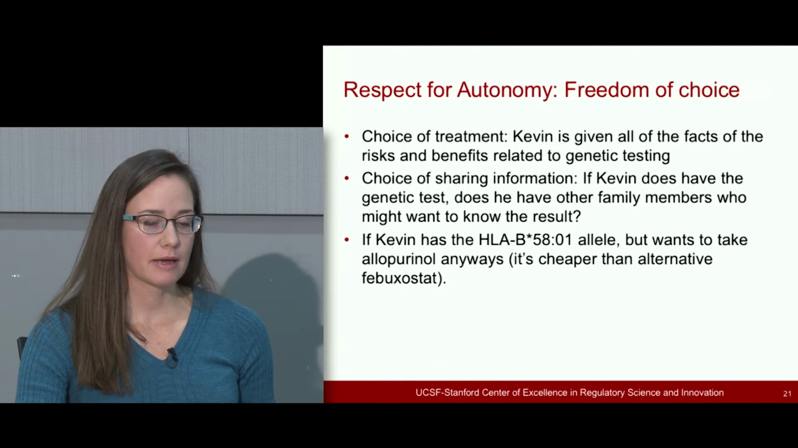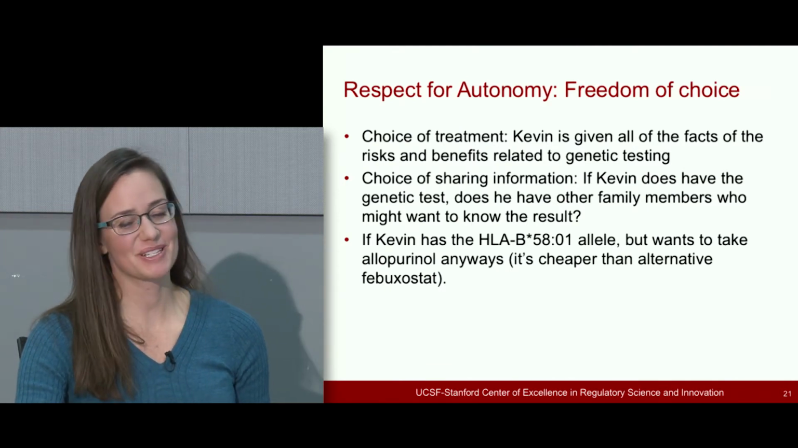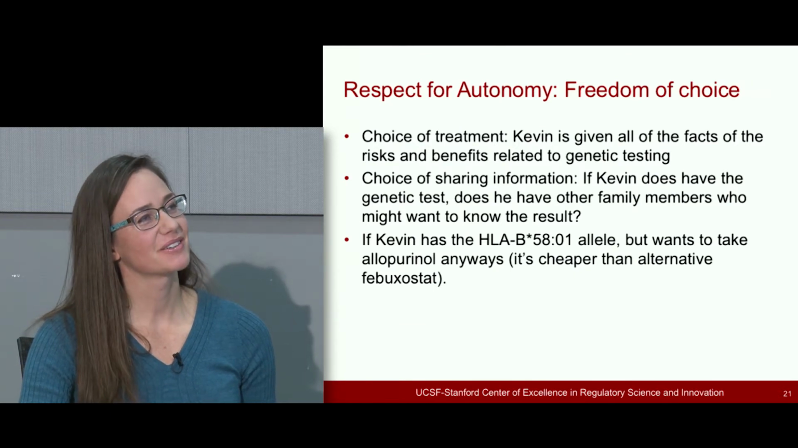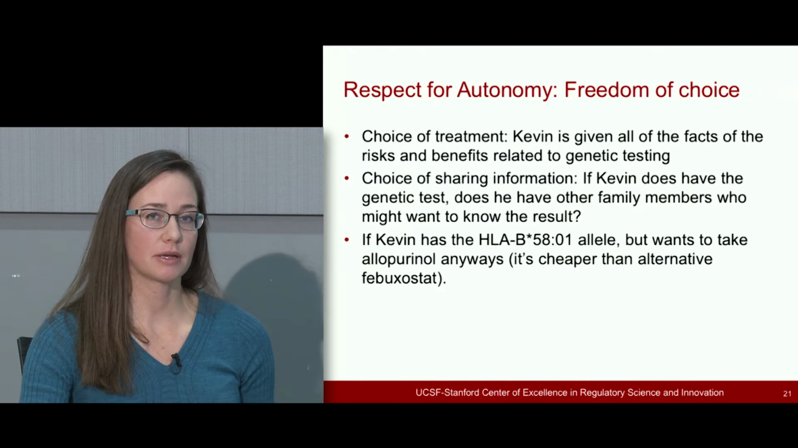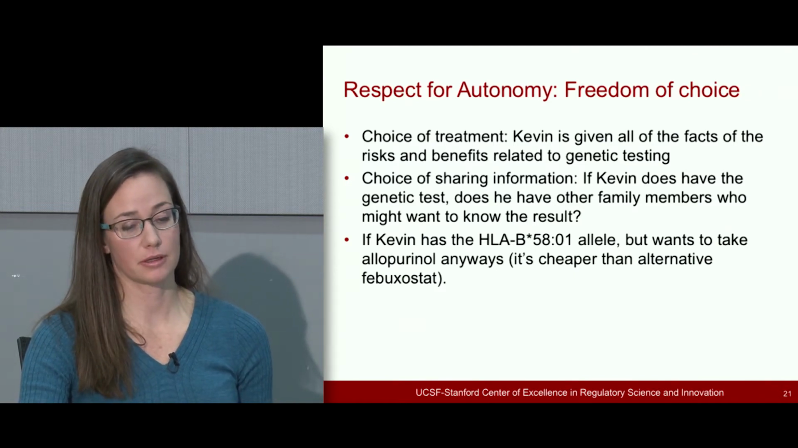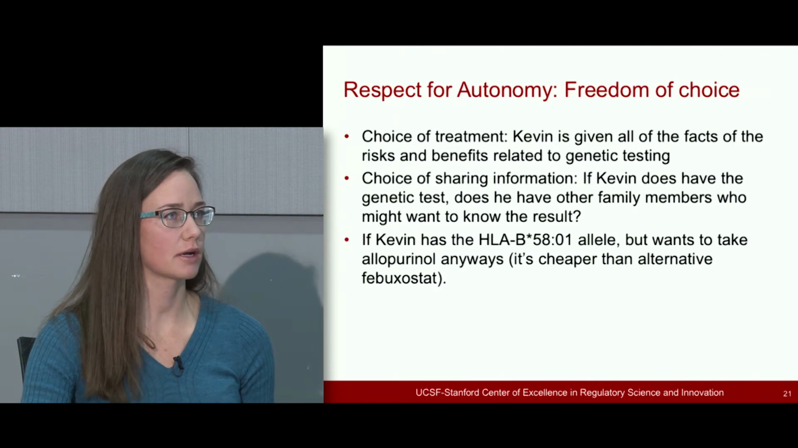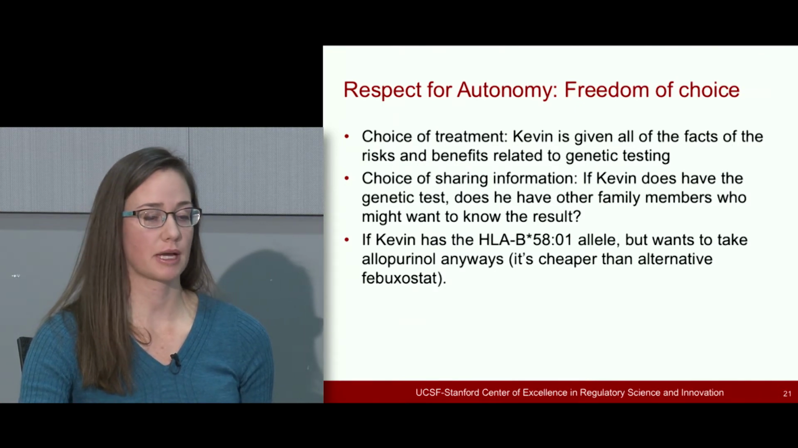And then, what does Kevin want to do as a result? If Kevin does have the HLA-B*58:01 allele, but he wants to take allopurinol anyway, for example because allopurinol is cheaper than an alternative drug, that should be considered as part of this respect for autonomy.